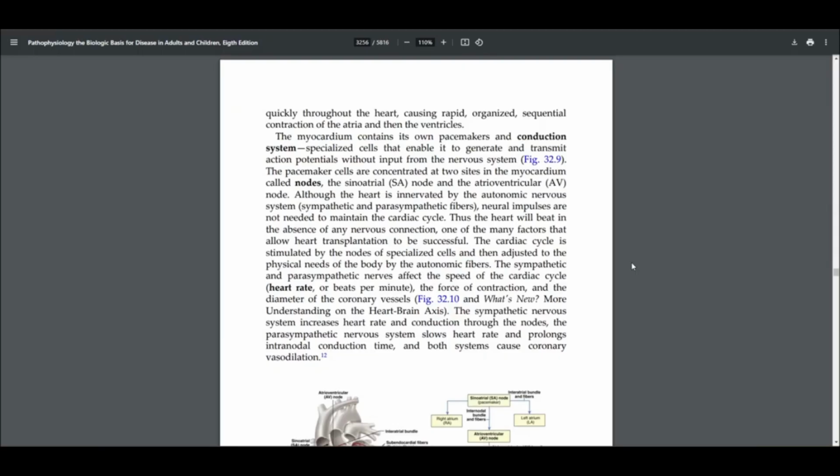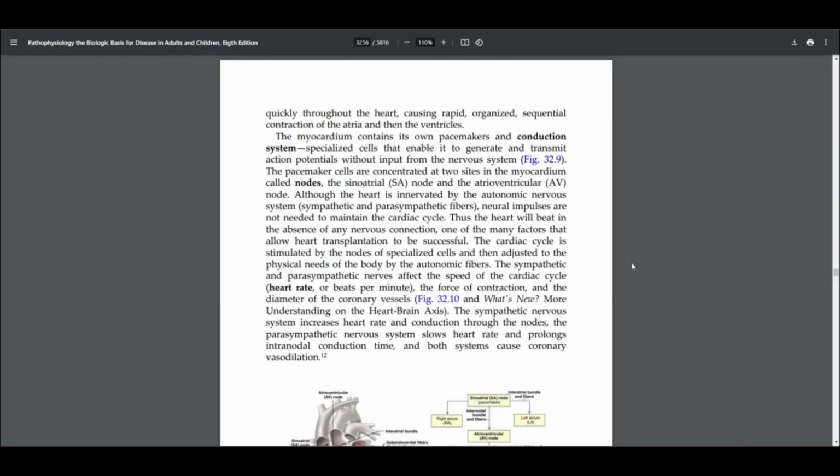Thus, the heart will beat in the absence of any nervous connection, one of the many factors that allow heart transplantation to be successful. The cardiac cycle is stimulated by the nodes of specialized cells and then adjusted to the physical need of the body by the autonomic fibers. The sympathetic and parasympathetic nerves affect the speed of the cardiac cycle, your heart rate or beats per minute, the force of contraction, and the diameter of the coronary vessels.